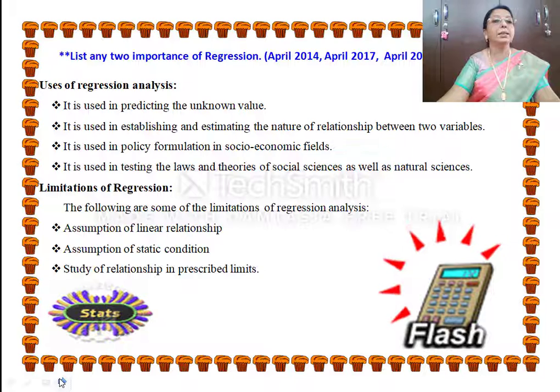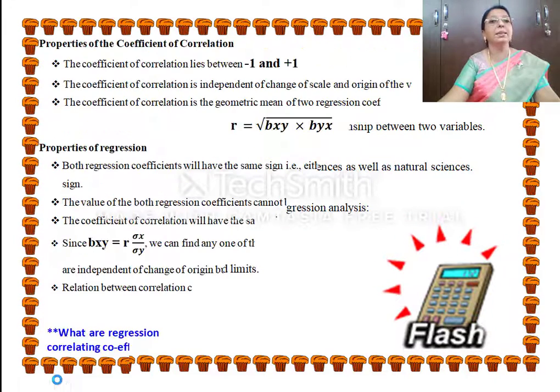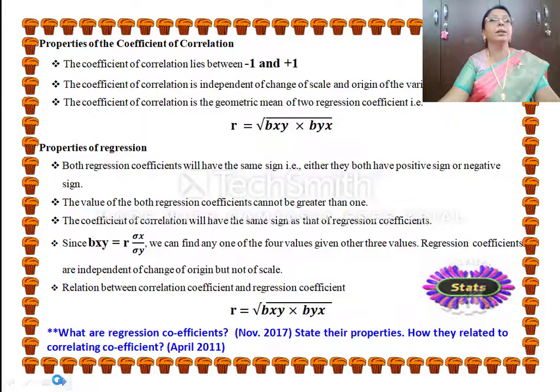Uses of regression analysis. It is used in predicting the unknown value. It is also used in establishing and estimating the nature of relationship between two variables. It is used in policy formulation in socio-economic fields. It is used in testing the laws and theories of social sciences as well as natural sciences. Going on to the limitations of regression, the following are the limitations: assumption of linear relationship, assumption of static condition, and study of relationship in prescribed limits. So that goes with the limitations.